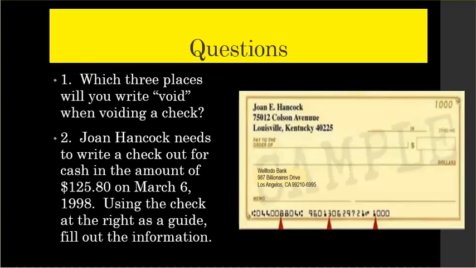Number 2. Joan Hancock needs to write a check out for cash in the amount of $125.80 on March 6, 1998. Using the check at the right as a guide, fill out the information.